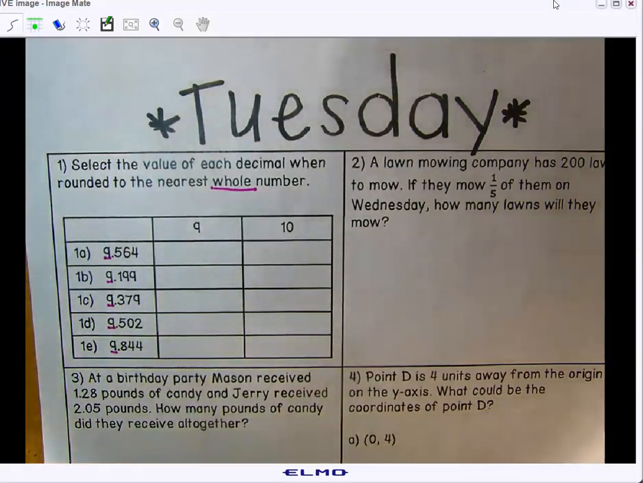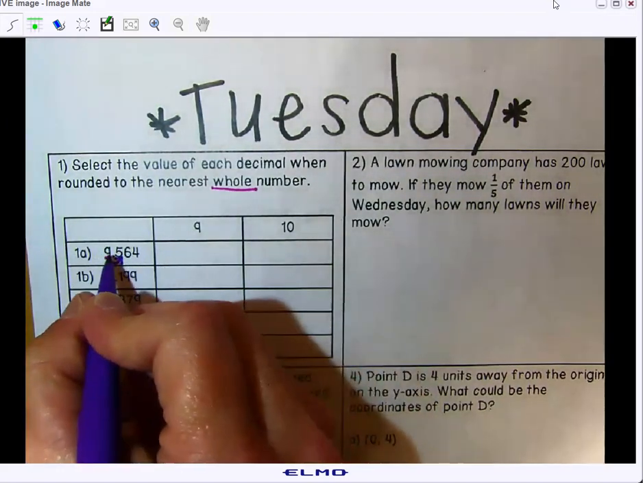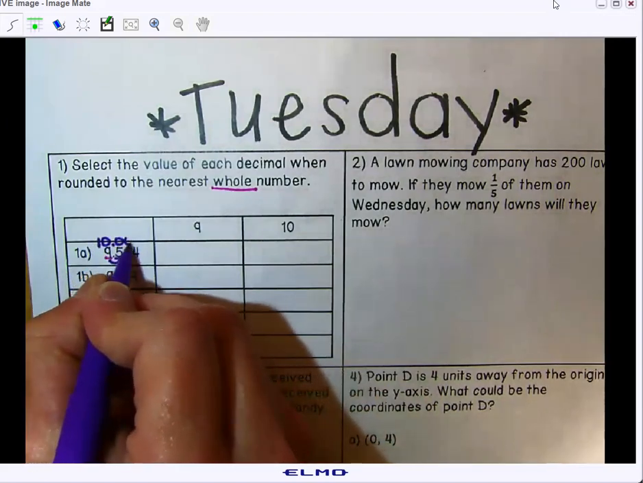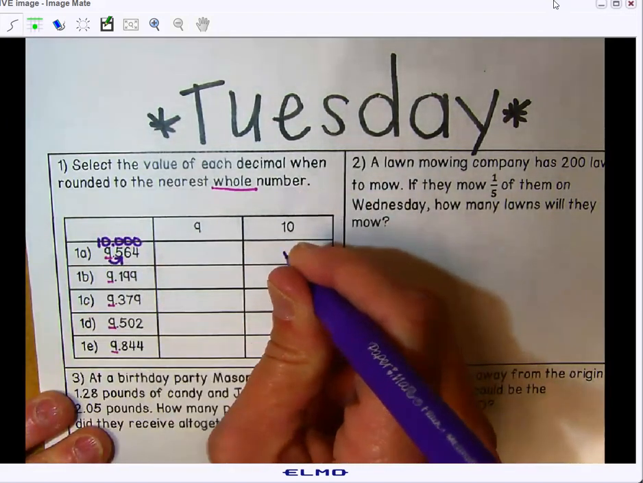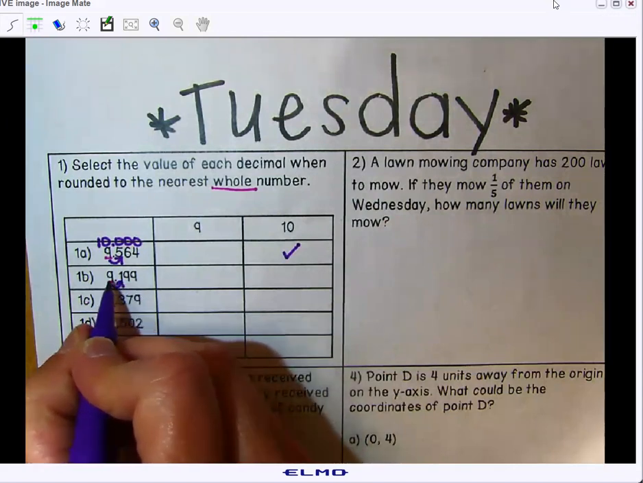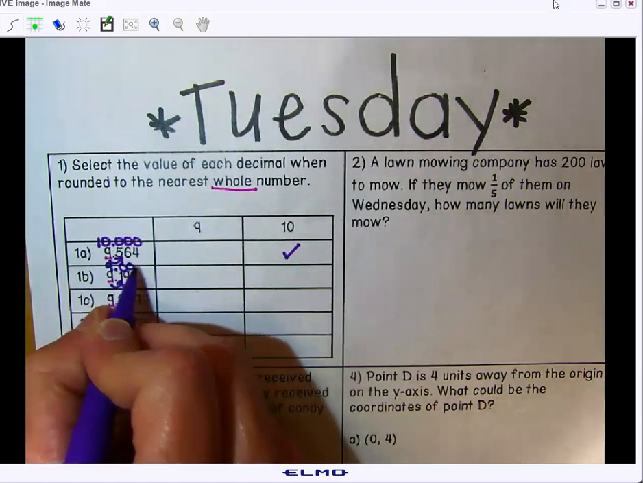So we're looking at the 5, and the 5 is going to tell us to let that 9 soar. So we're going to add 1, so this would be 10, and everything to the right becomes a 0. So rounded to the nearest whole number, the value would be 10. Okay, look to the right, that 1 tells us to let it rest. So this is 9, and everything to the right is 0.